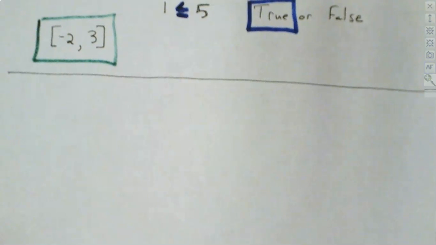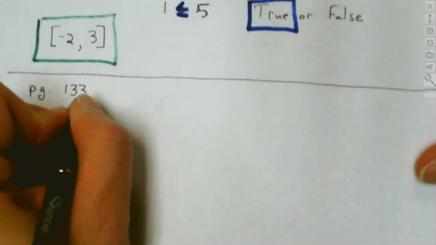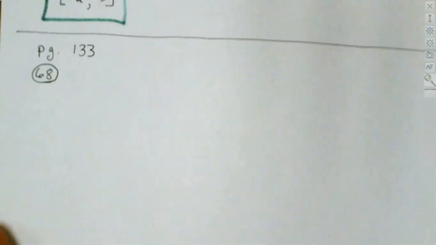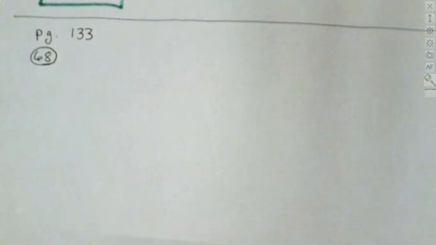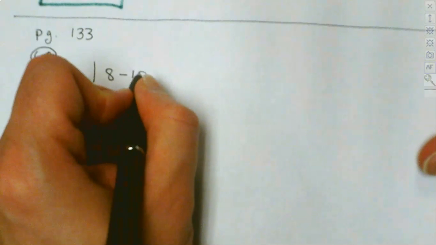Let's look at one more. I think I'll pick a couple from our textbook. I can make them up, but sometimes we might as well use our textbook as well, because that's why we have it. 68, and this is on page 133. And if you want to look in your textbook, that's fine. If you want to just copy it down, that's fine too. And I'm picking this one just because of the negative here.